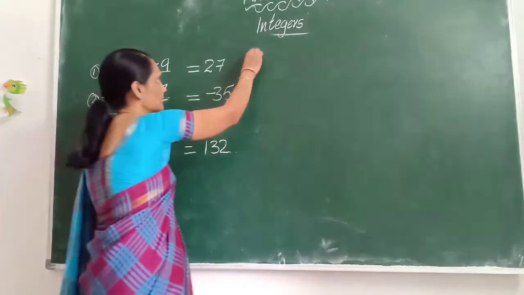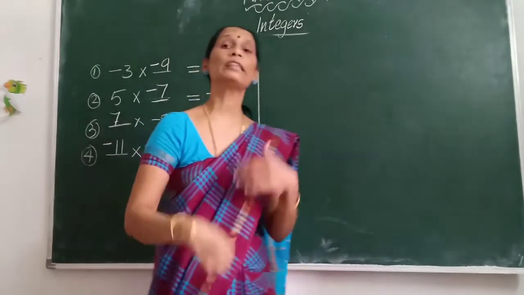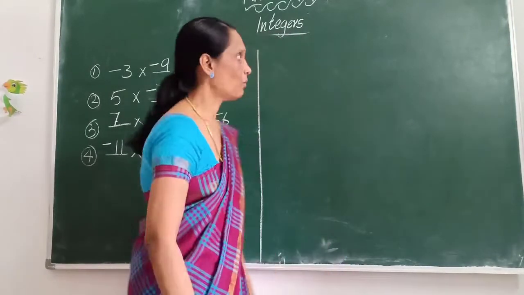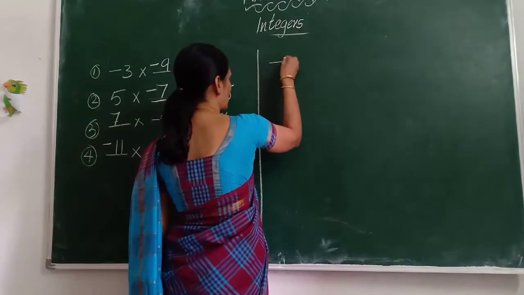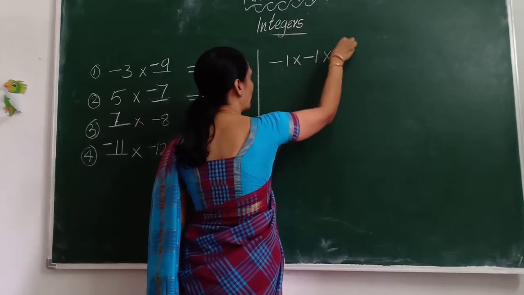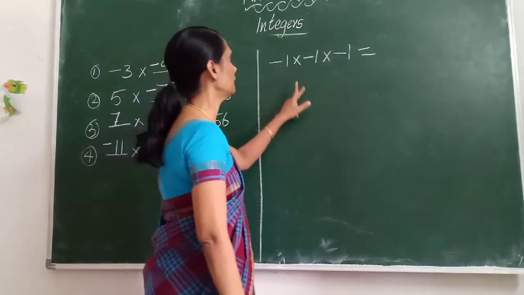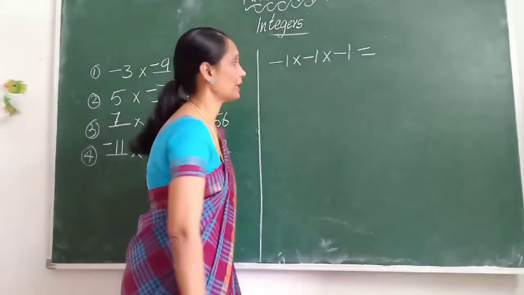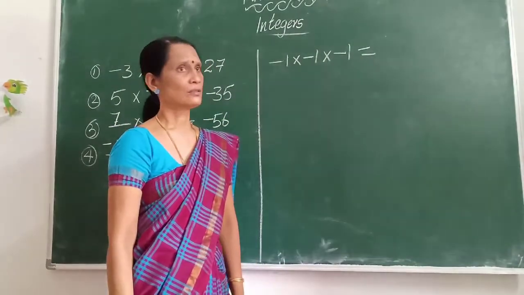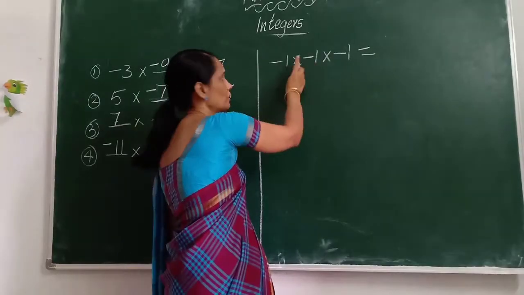Okay, now let us also discuss, when we are multiplying more than two numbers, what will be the product? Now, more than two negative numbers, let us take minus 1 into minus 1 into minus 1. What is the answer? Can you say? There are more than 2 minus numbers. But we will actually do minus into minus first. These two we will take.